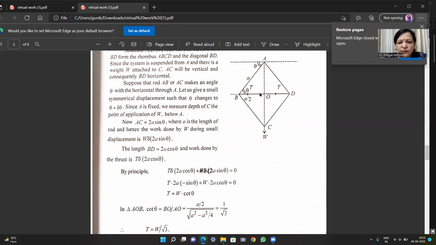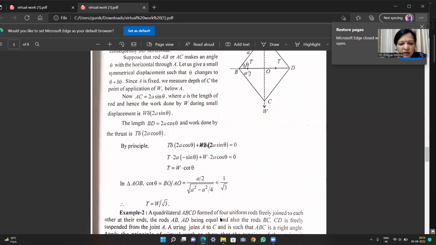In the case of equilibrium, AB is a and BO is a by 2. Using Pythagoras theorem, we can obtain AO. AO will be the square root of a squared minus a squared by 4. So cot theta will be (a by 2) upon the square root of a squared minus a squared by 4, and this is 1 by root 3. So finally, we get T equal to W upon root 3. Let us see one more example.